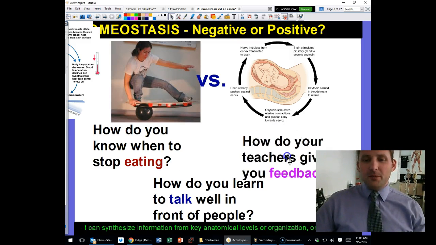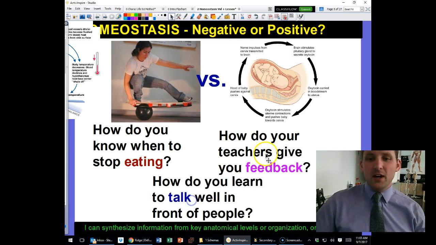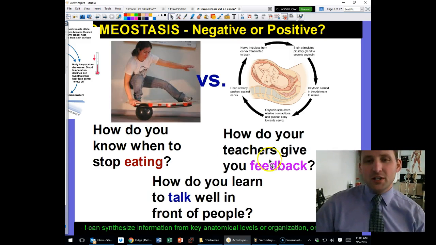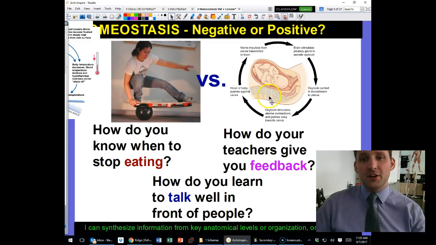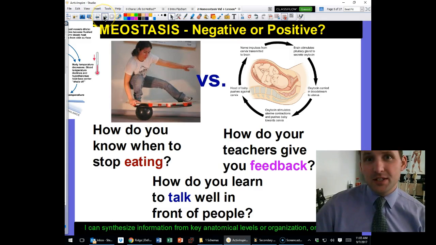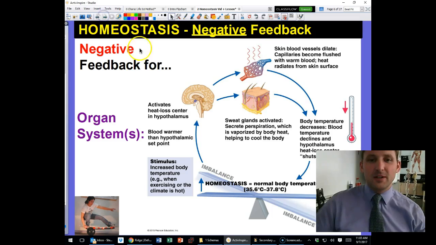How do your teachers give you feedback? That's a lot like talking well. Do they mark things wrong, or do they tell you what you're doing well? There's different ways of this playing out in our daily life. And hopefully there's a balance of both. It takes longer to do positive feedback, though, for students.